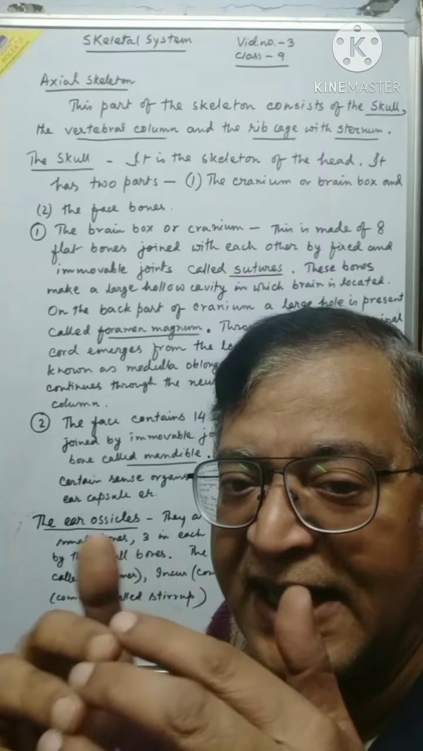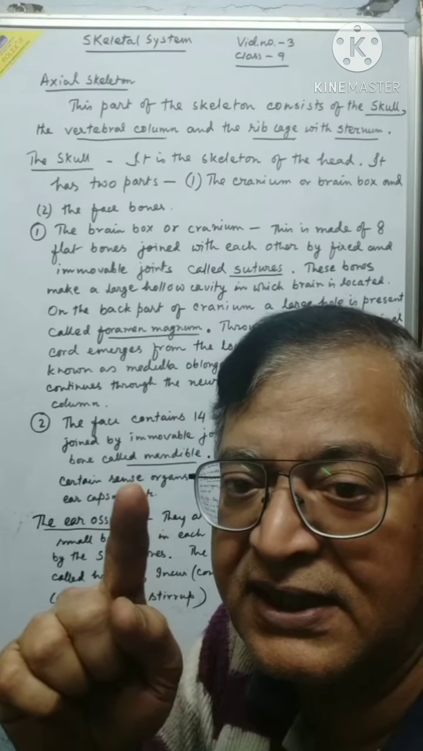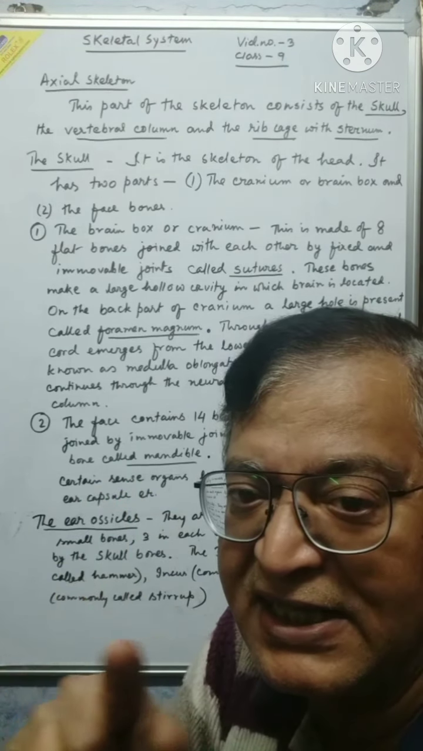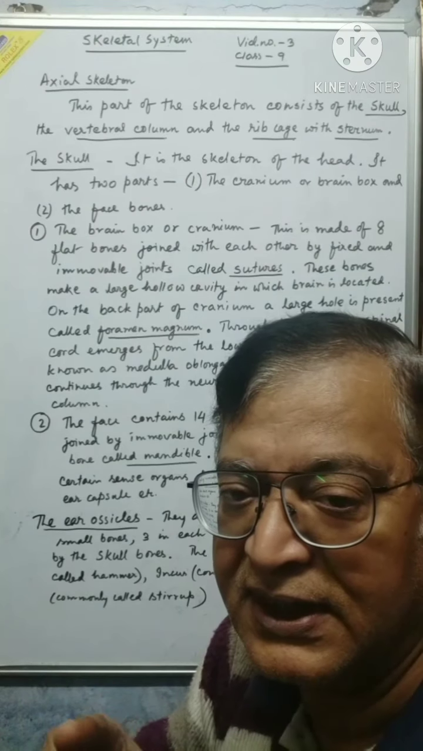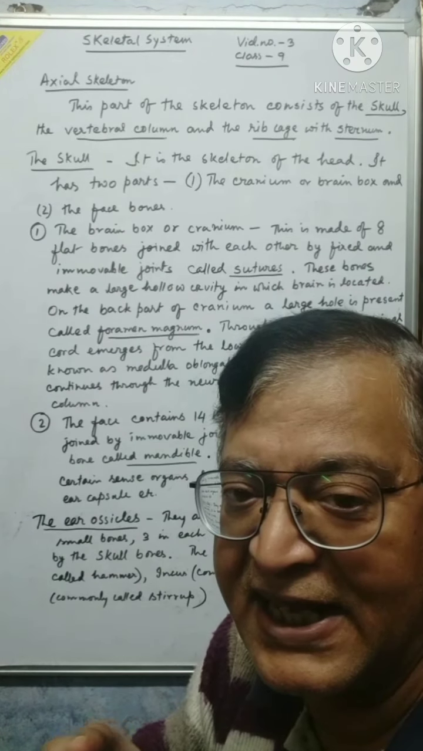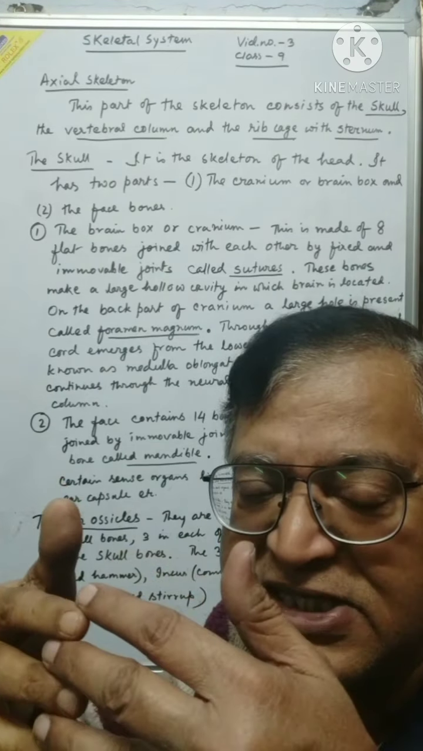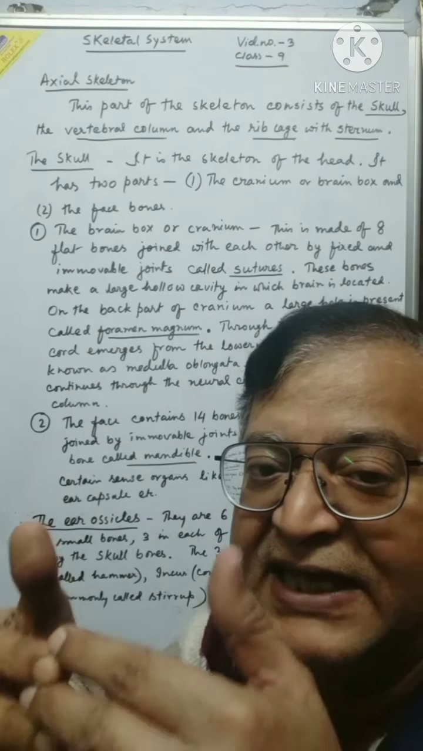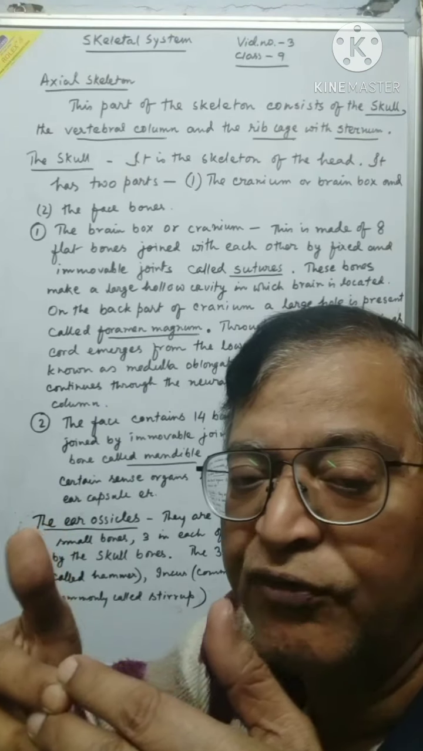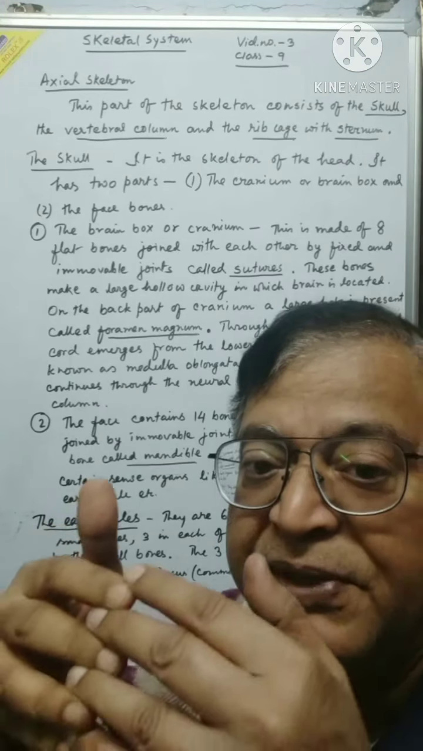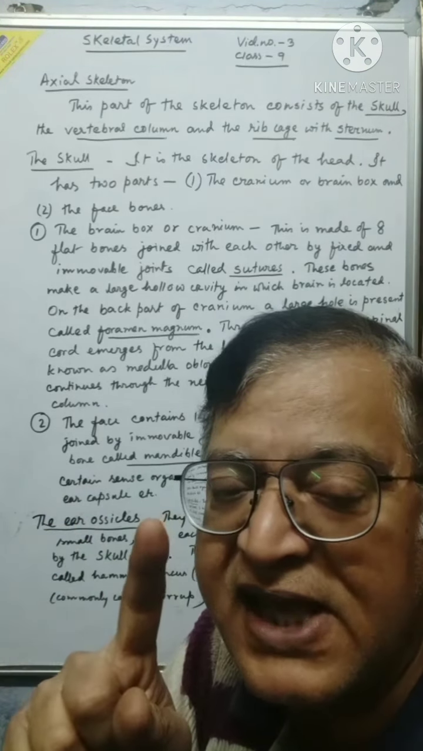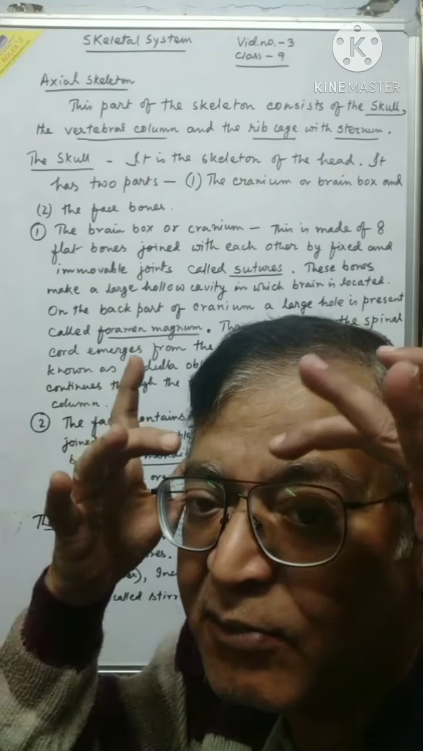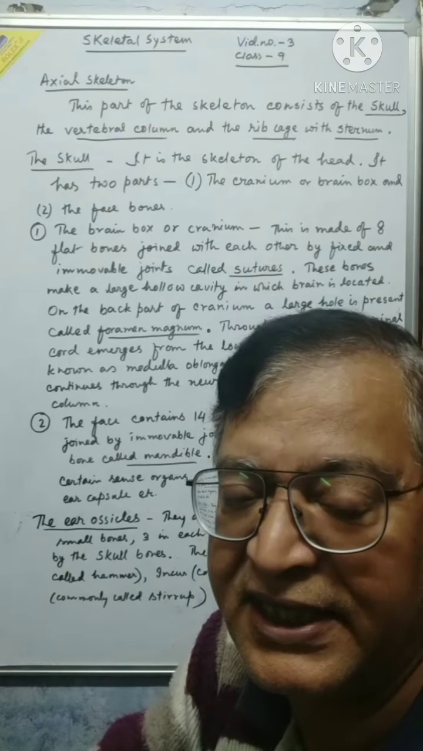Each bone at its edge has a serrated margin, a seesaw-type appearance, which is interlocked with the others in such a way that there is no chance of sliding or moving. Because of that, it forms a zigzag line in the brain box. I will show you the picture later.